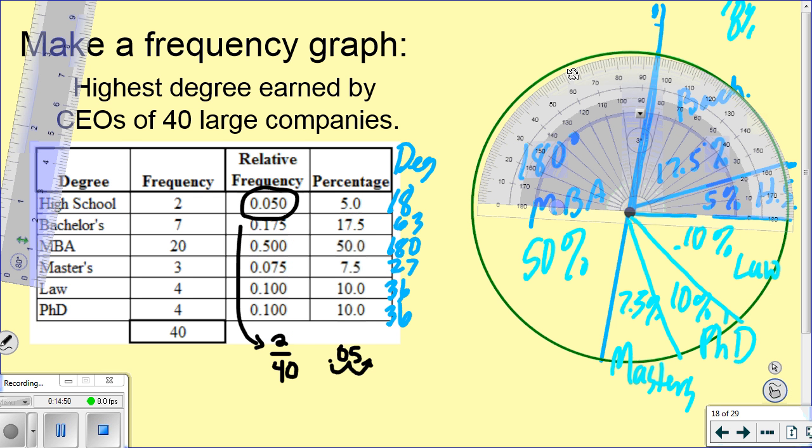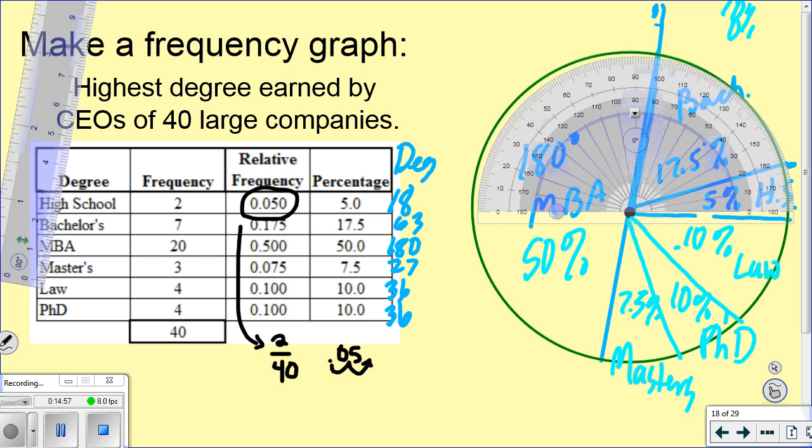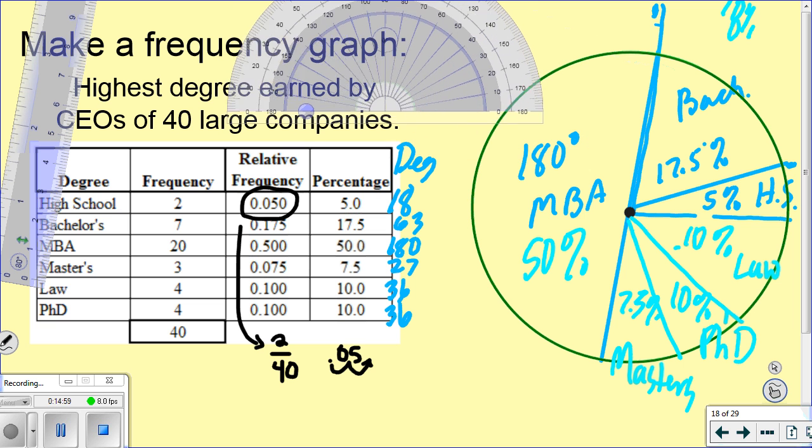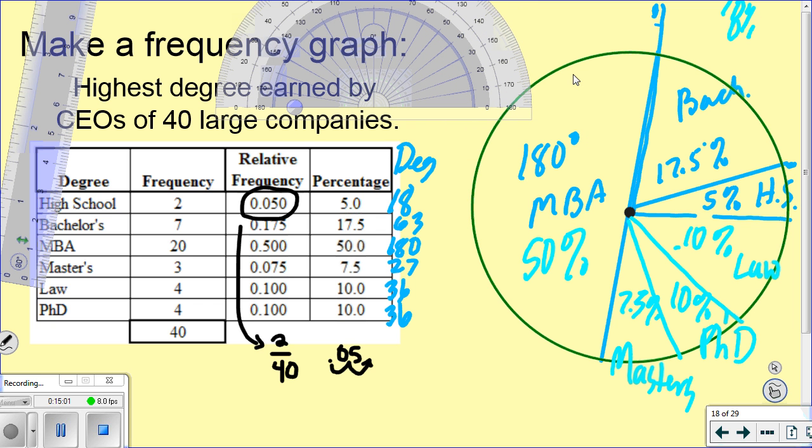All right, let's take a look at this last one. Now I know this looks a little confusing, but let's just go with it. I'm going to move this out of the way. All right, let's move that out of the way. That's the protractor that I'm going to be using.